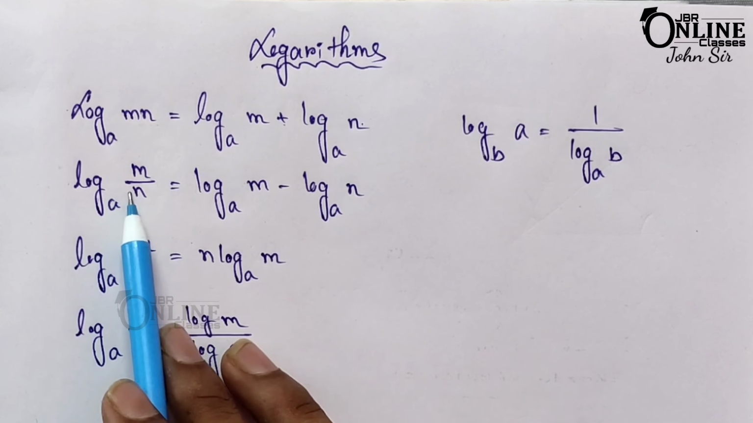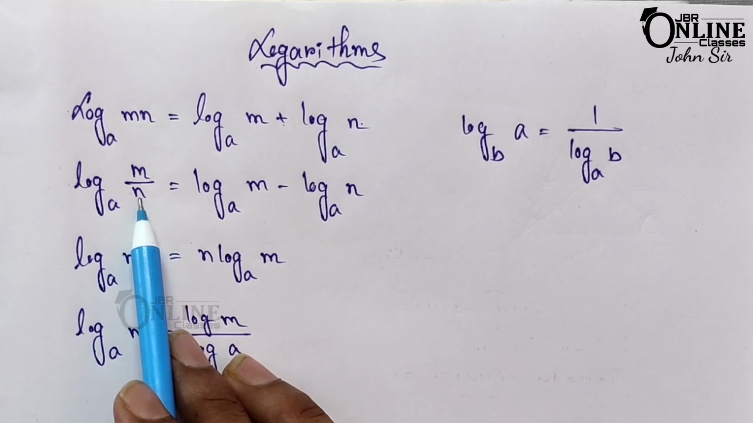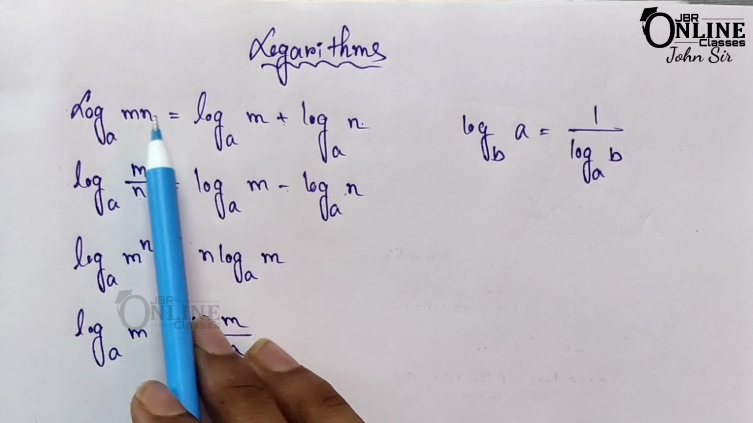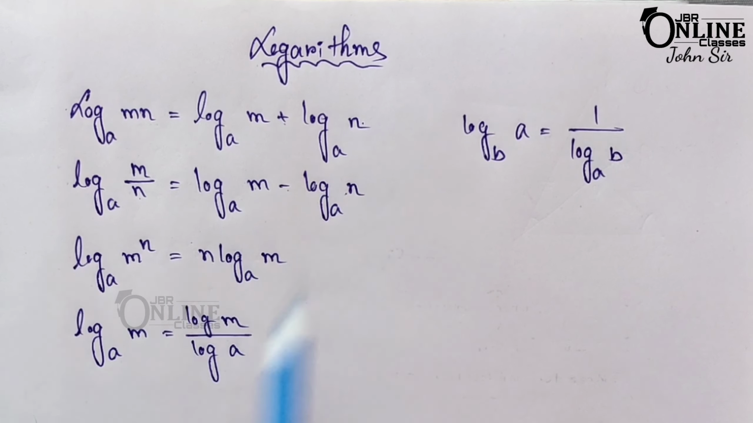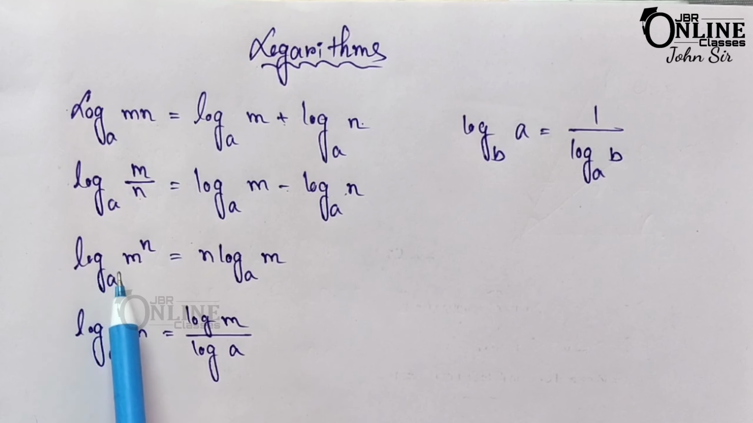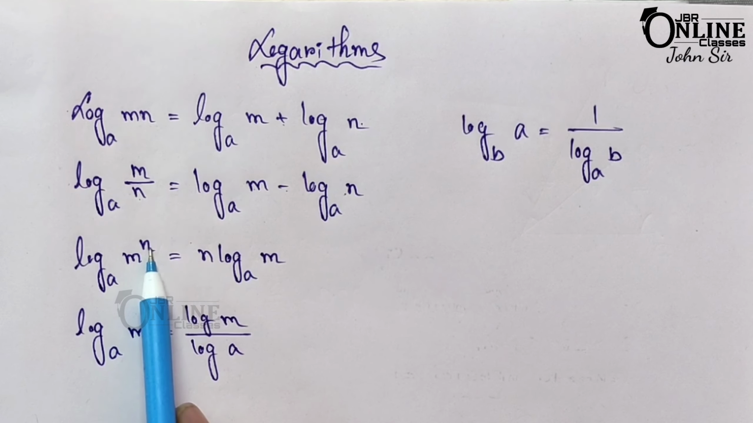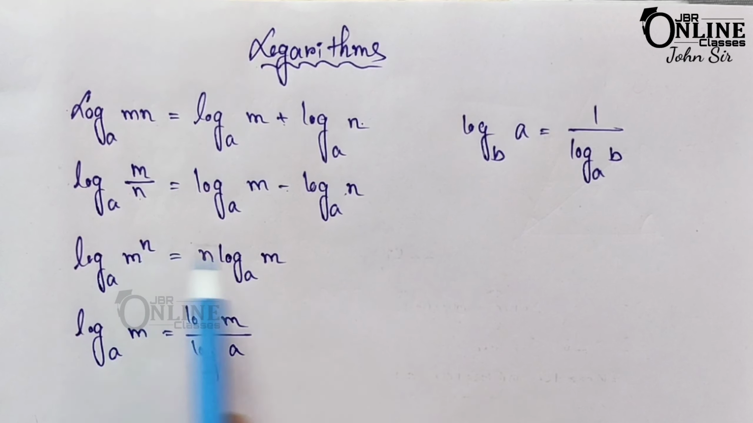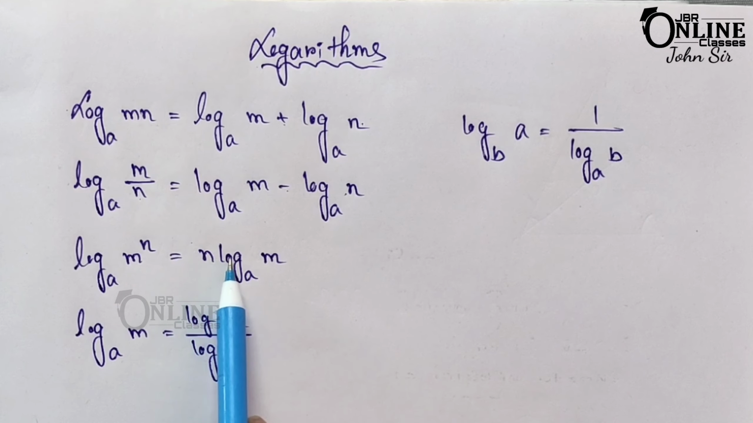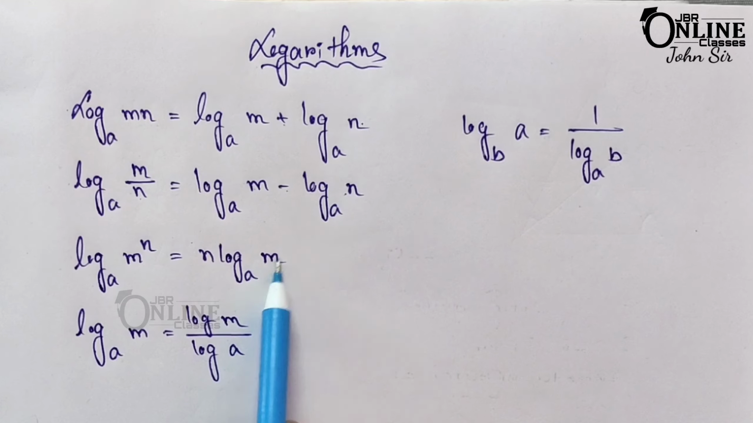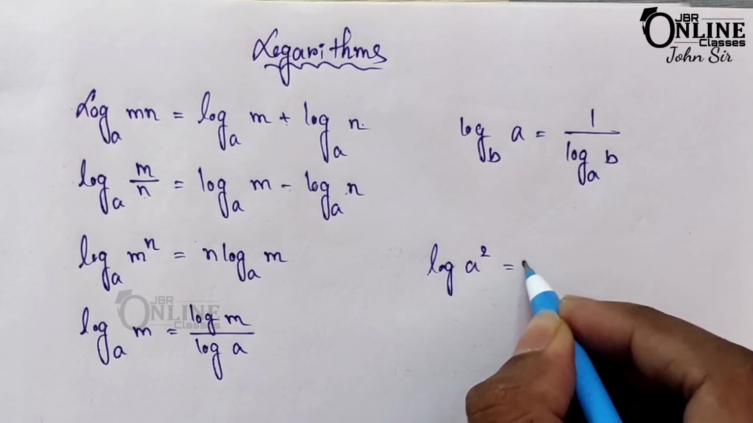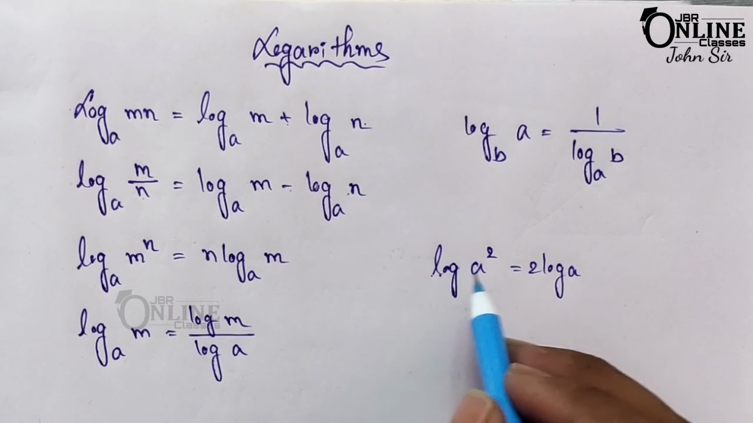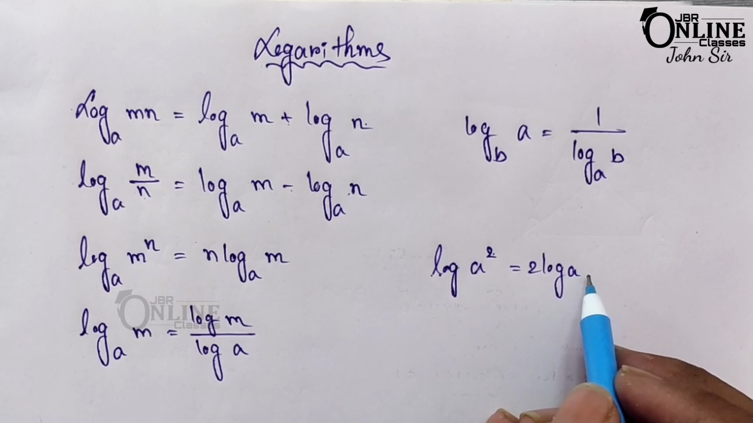Now the divide or quotient law. Log a of m by n will be log m minus log n. For multiplication it will be plus, for division it will be subtraction. Next, log with base a of m to the power n, here the power comes in front, so it will be n log a m. That means log a square will be 2 log a, and log a to the power 5 will be 5 log a.